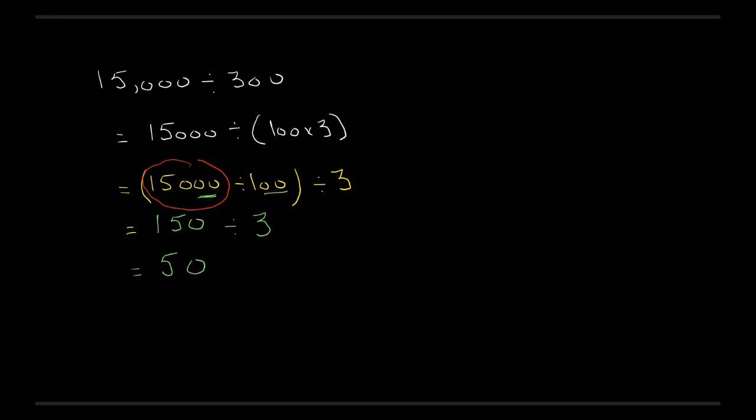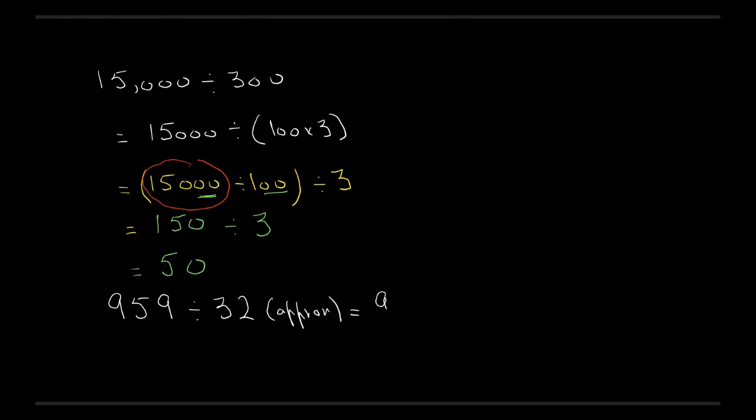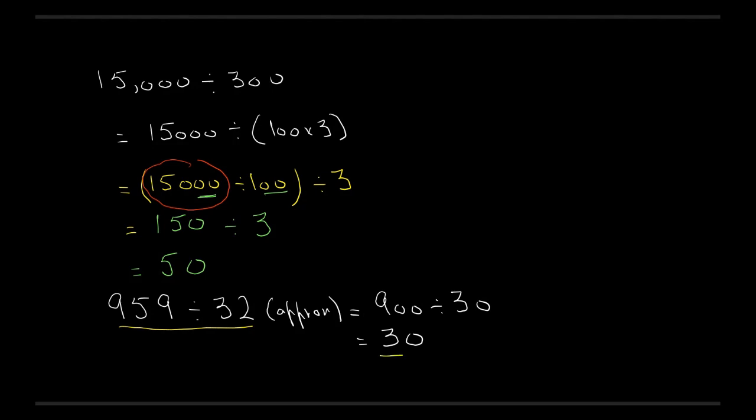You can also approximate. If you want to divide 959 by 32, you can approximate this as 900 divided by 30, and if you walk through the same ideas, you'll find that the answer is equal to 30. So 959 divided by 32 is approximately equal to 30. Hopefully this will all be clear to you. Thank you.